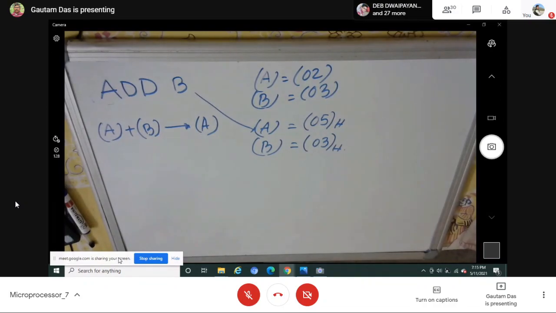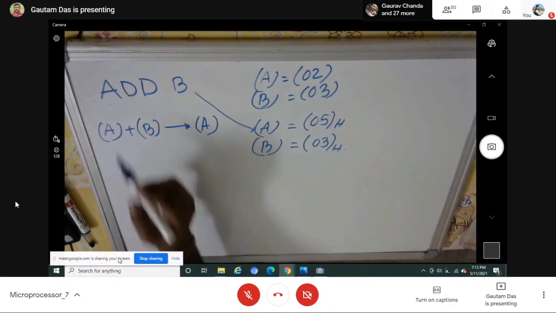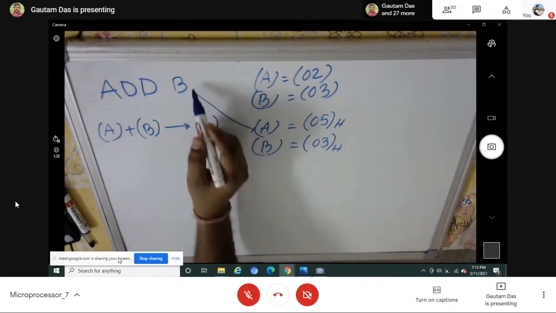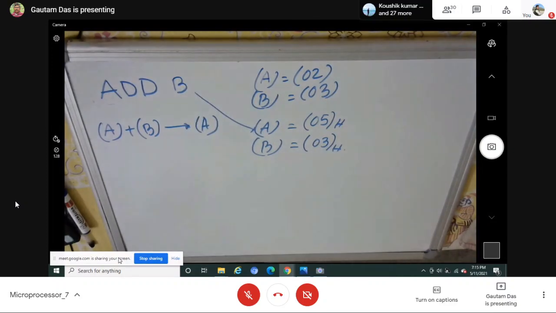Of course, these are internal registers, one is A, another is B. In this way, many ADD instructions can be derived: ADD C, ADD A, ADD B, ADD D, ADD H. That means, taking all the internal registers as the operand here, you can generate many different addition instructions. ADD H, ADD C, like that.